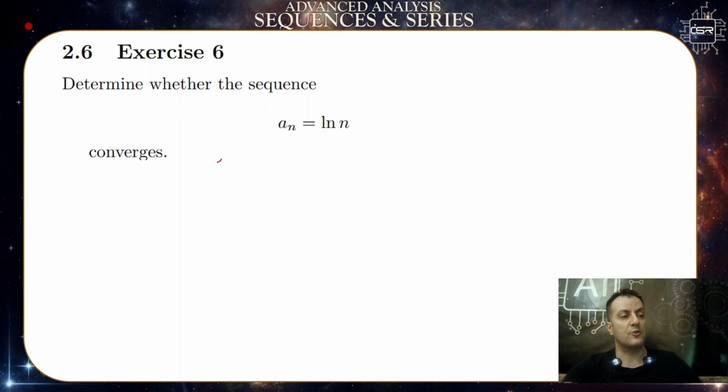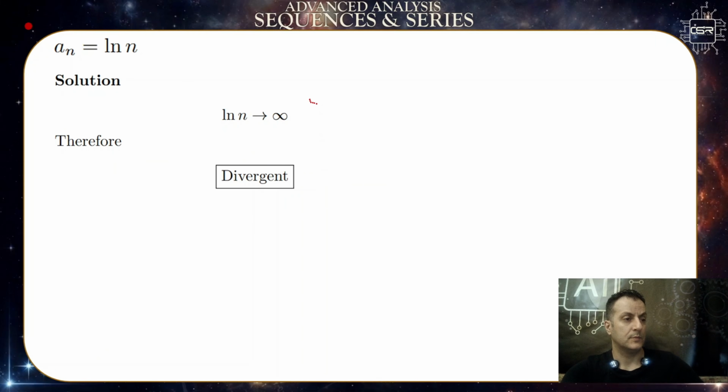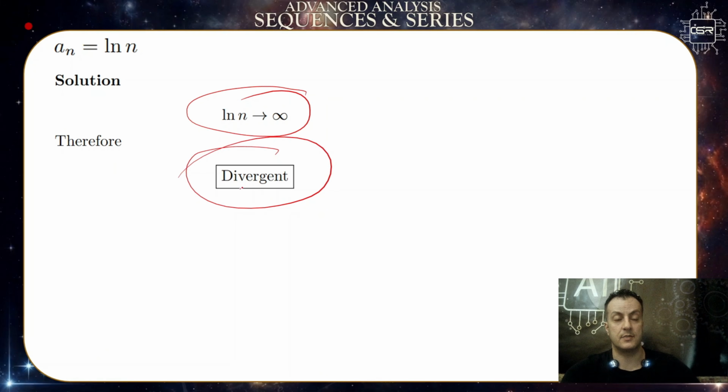6. Determine whether the sequence a_n equals ln n converges. Now we know that as n approaches infinity, ln infinity also blows up. ln n blows up to infinity. So this sequence definitely diverges. So ln n approaches infinity as n increases to infinity, and it is a divergent sequence.